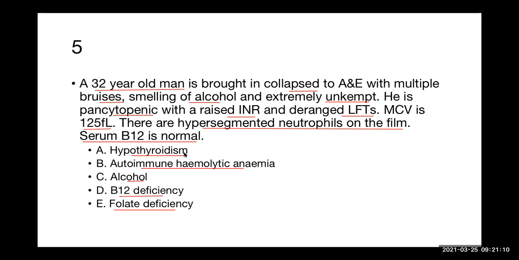Now, let's talk a little bit about the other choices also. Hypothyroidism is also a well-known cause of macrocytic anemia, but the case clues don't support a hypothyroid case here. This doesn't look like autoimmune hemolytic anemia at all. Alcohol, yes, can be there, but how can we explain everything under that? Isn't it so difficult? Not a specific type of question. Okay.